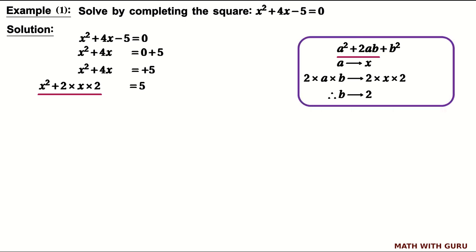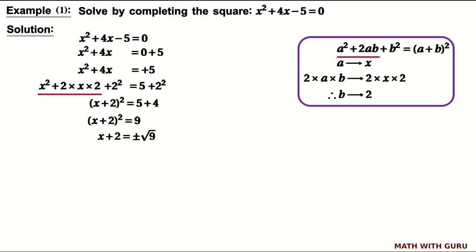Now, add 2 squared to both the sides, and x squared plus 2 into x into 2 plus 2 squared is in the form of a squared plus 2ab plus b squared, and it can be factorized as (x plus 2) whole squared equals 5 plus 2 squared is 4. (X plus 2) whole squared equals 9. X plus 2 equals plus or minus root 9. X plus 2 equals plus or minus 3.